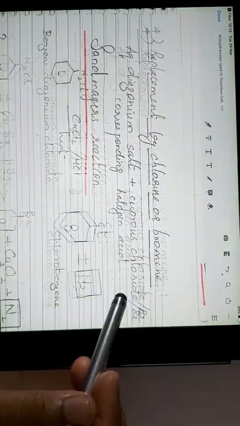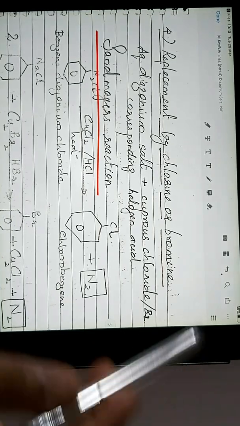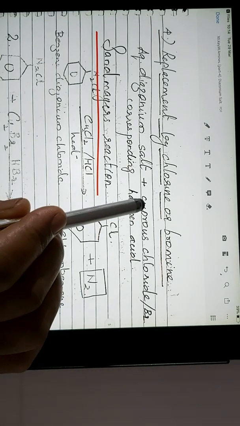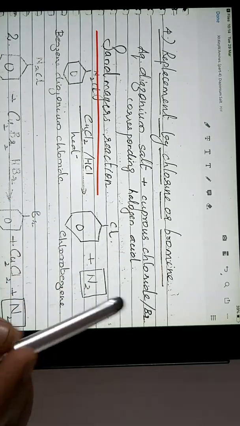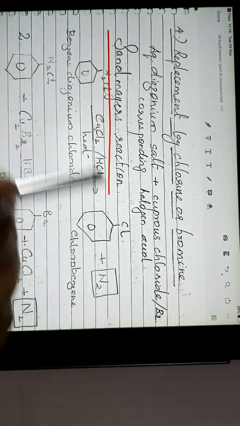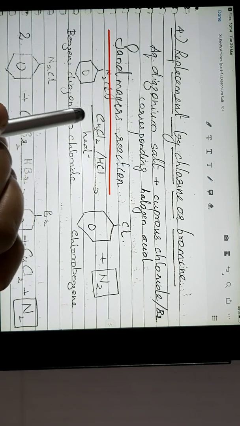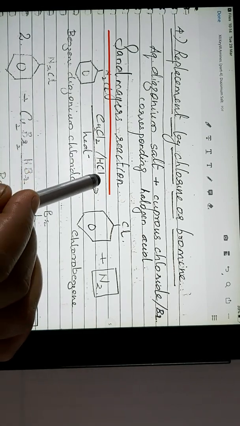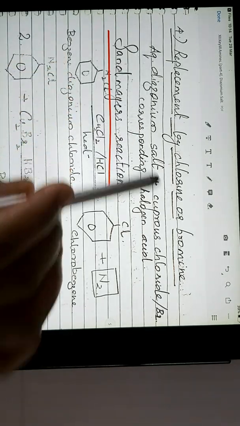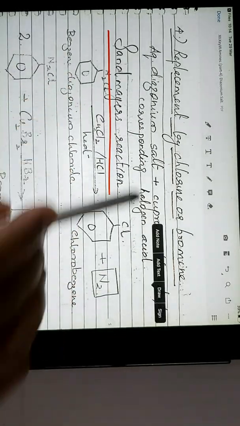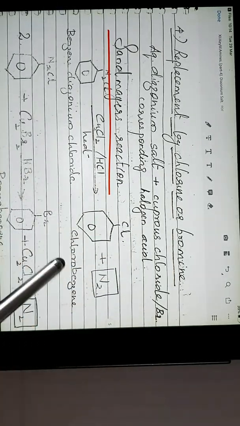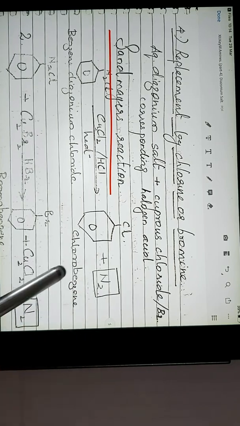Now we move to the next one, that is replacement of the diazo group with chlorine or bromine. Here also the catalyst is the copper containing salt. So if we want to make the substitution of this diazo unit with chlorine, we should use copper chloride or cuprous chloride in presence of HCl, and it should be heated. So you can see aqueous diazonium salt with cuprous chloride and the corresponding halogen acid. When that is taken, you can see the chlorobenzene along with the release of nitrogen is happening.